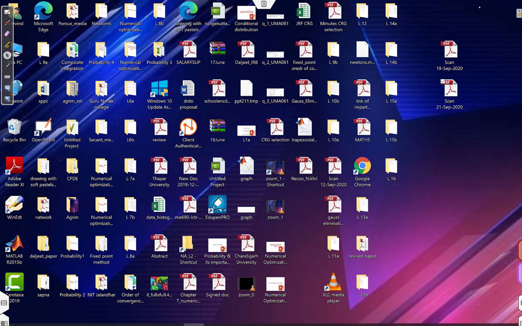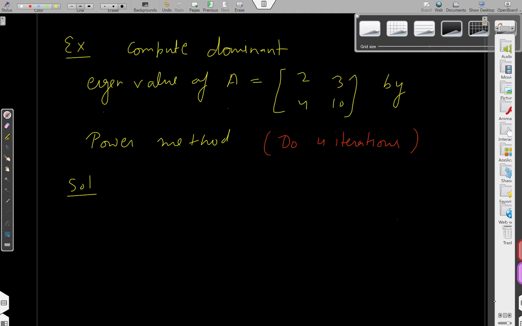Okay, so let's discuss. Let us explain this example with the help of the power method. Suppose a matrix is given to you whose dominant eigenvalue we have to compute. There will be two eigenvalues since the order of the matrix is 2, and I am interested to compute the dominant eigenvalue of this matrix. So how to do that?